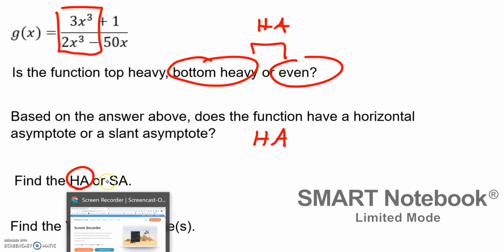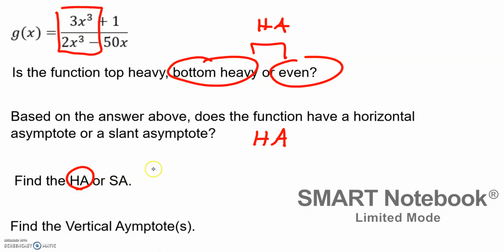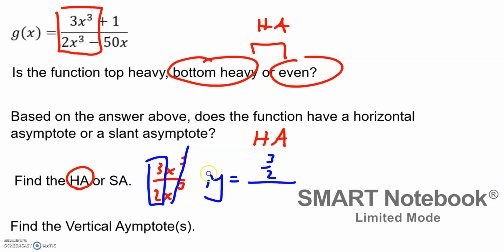So if I'd like to find my horizontal asymptote, what you're going to do is take your 3x cubed, divide it by 2x cubed, because you're really only concerned about the highest exponents. In a way, these cross out, so all you really care about is a lead coefficient. So your equation would be y equals 3/2.